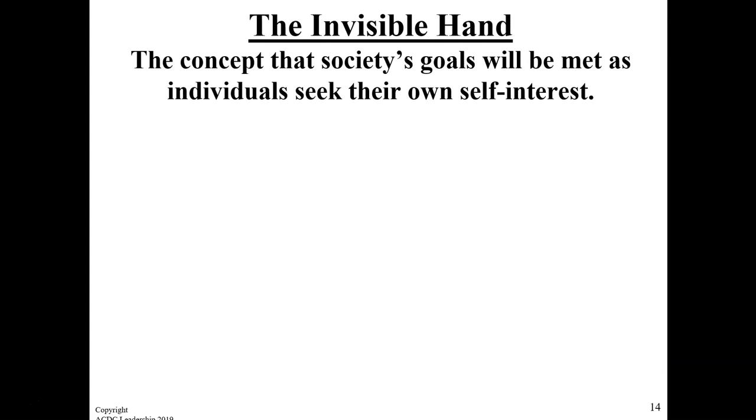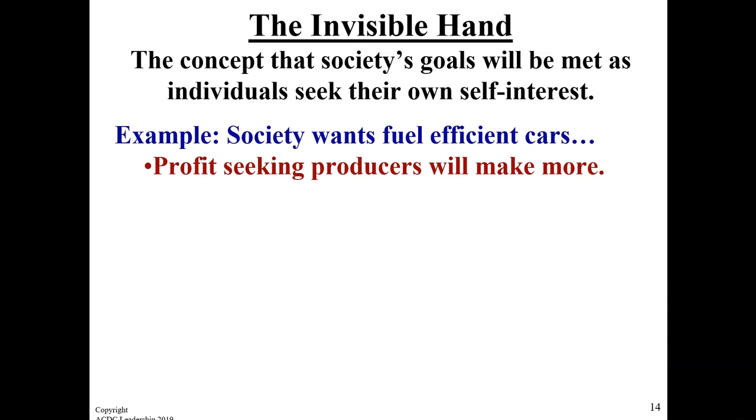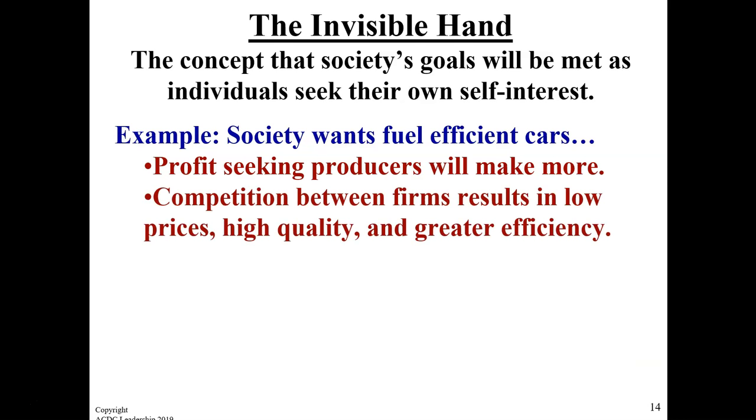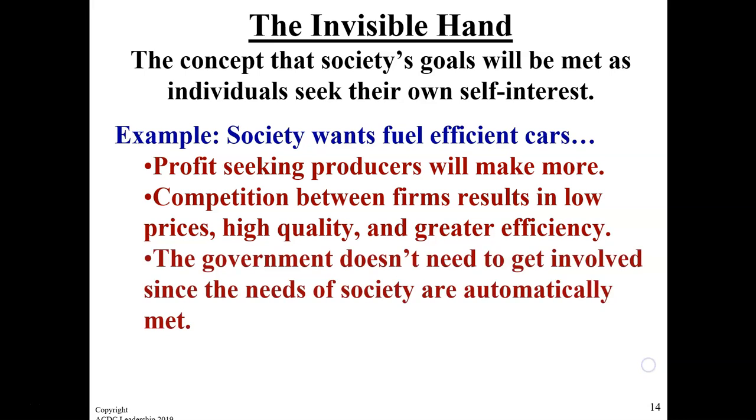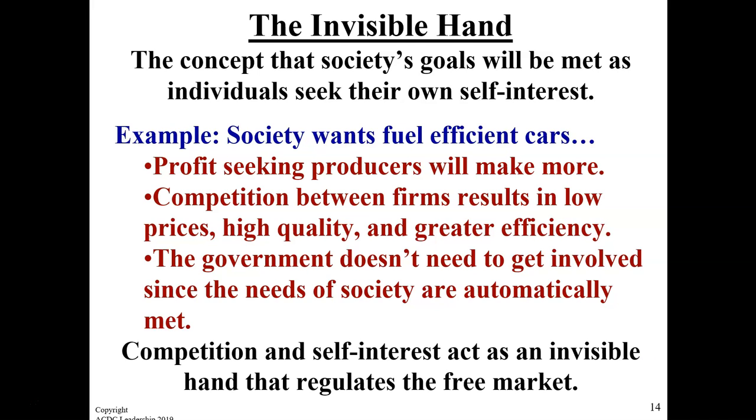The invisible hand is the concept that society's goals will be met as individuals seek their own self-interest. So if society wants fuel-efficient cars, profit-seeking producers are going to make more. Competition between firms results in low prices, high quality, and greater efficiency. The government doesn't need to get involved since the needs of society are automatically met. Competition and self-interest act as an invisible hand that regulates the free market.